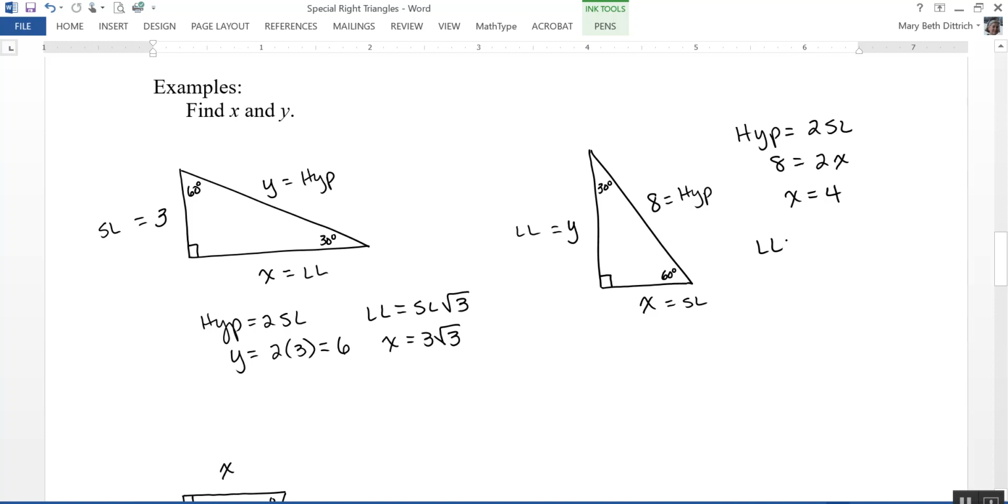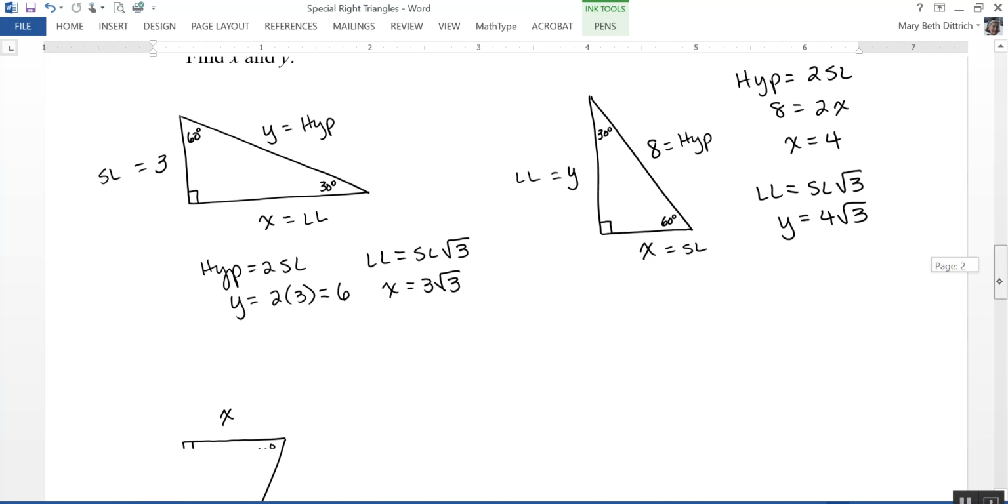Now I use my other formula. Long leg equals short leg times the square root of 3. My long leg is y. I just found that my short leg was 4, times the square root of 3. So in this triangle, my short leg is 4, my hypotenuse is 8, and my long leg is 4 square root of 3.